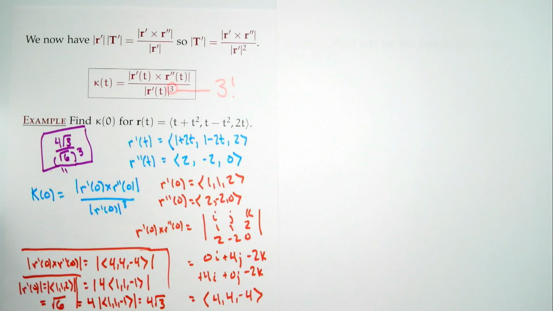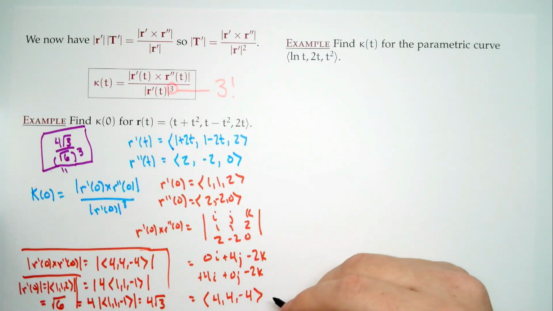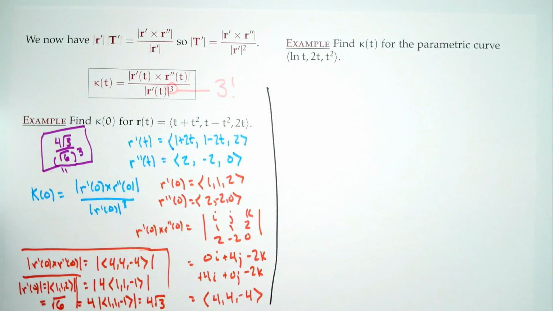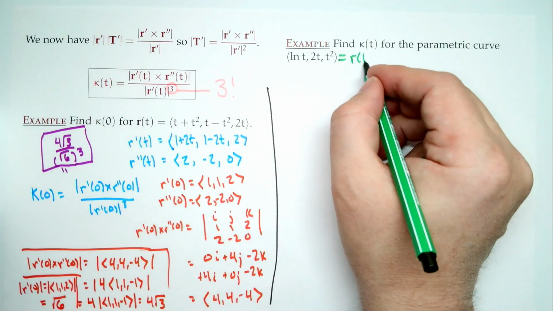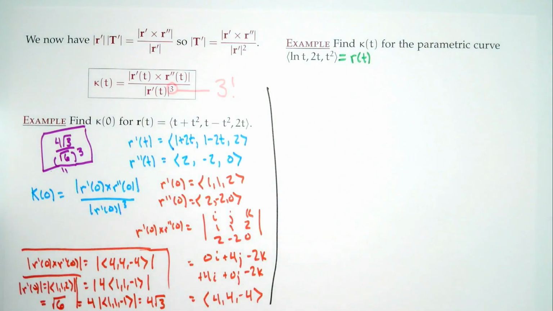Okay, so that found curvature at a particular point. Let's try something a little bit more. Now we'll actually find it for a function. So kappa of t. I want the curvature for all values of t. So this will be a little bit more labor intensive. That's okay. We don't mind. So this is our curve. I'm going to call it r of t. What should we do next?